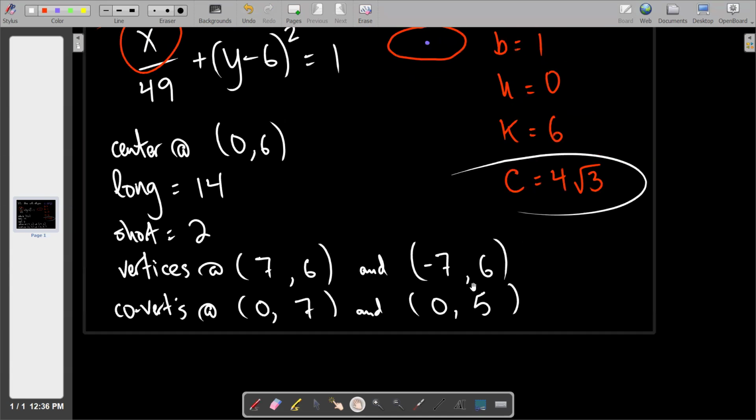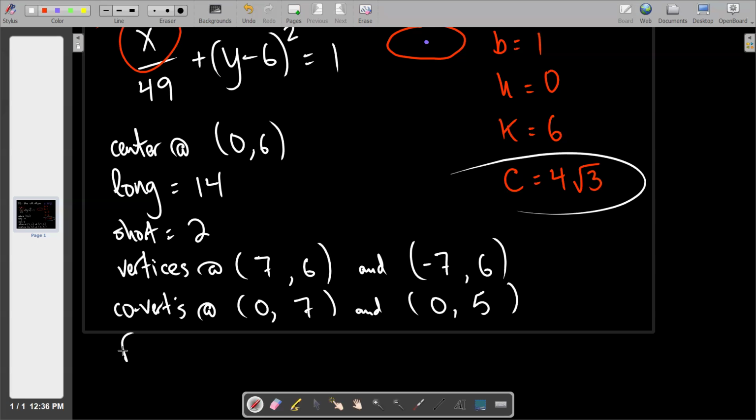And then the last bit of this is just the foci. And again, the x is what changes, so the y can stay at 6. If you haven't caught on to that yet, it really, really helps. Huge, off the charts helps to copy down the coordinate that's not going to change.